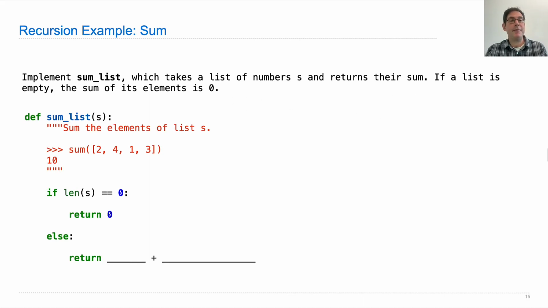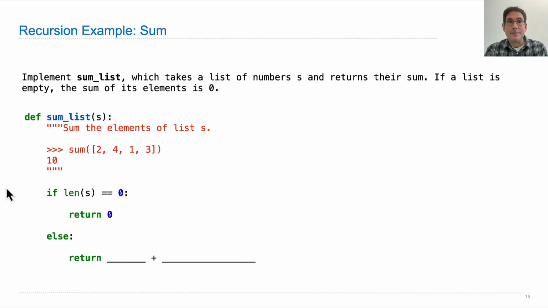So here's the implementation. Summing up the elements of a list S, for example, 2, 4, 1, 3, adds up to 10, has a base case where the len of S equals 0, where S is the empty list. In that case, the sum of the elements is 0. Otherwise, we return a number which is the result of an adding expression that involves a recursive call to sum_list. Spend a moment to figure out what it is, and then I'll give you the recursive idea first and the code second.